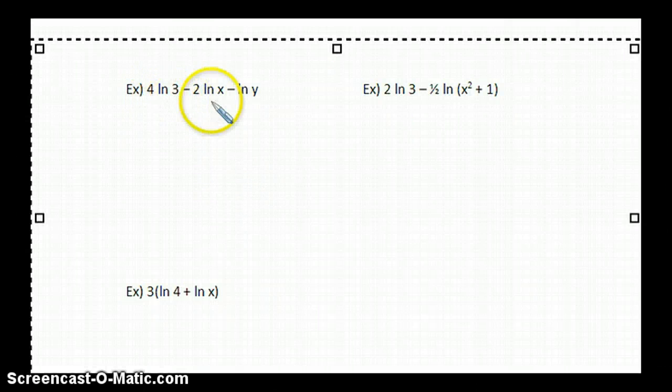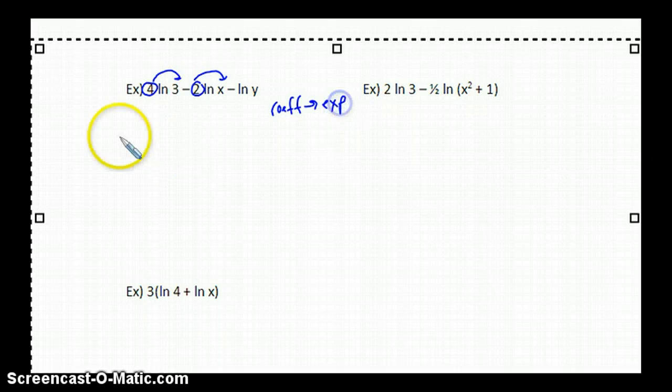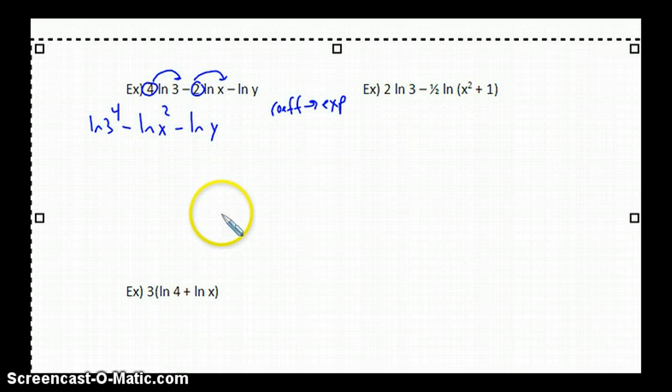When I'm looking at this next problem, I see a natural log that I'm subtracting, and another natural log that I'm subtracting. I also see some coefficients out in the front. Always try to deal with the coefficients first, writing those as exponents. So this would be the natural log of 3 to the 4th power minus the natural log of x squared minus the natural log of y.